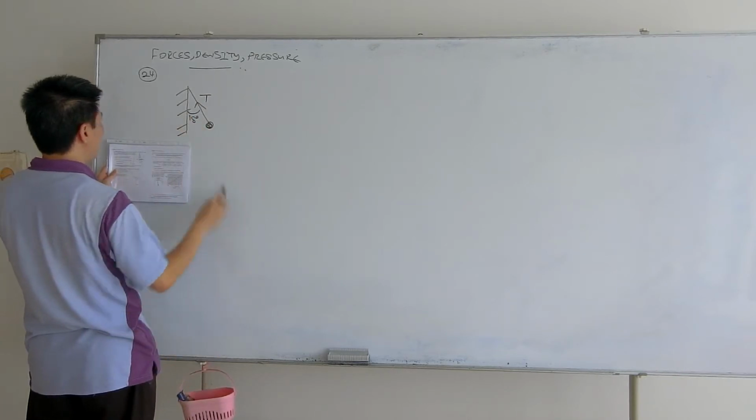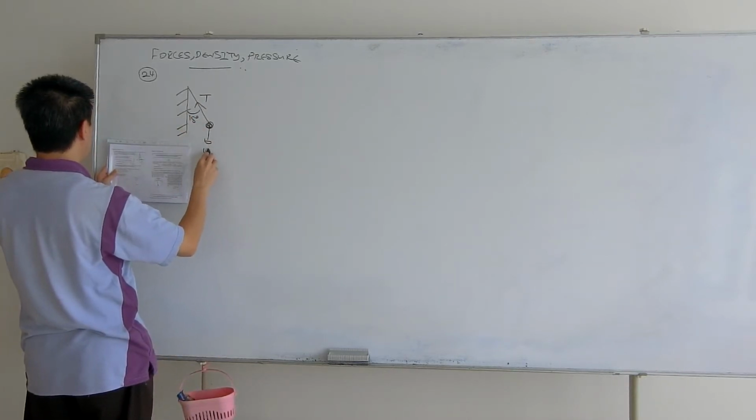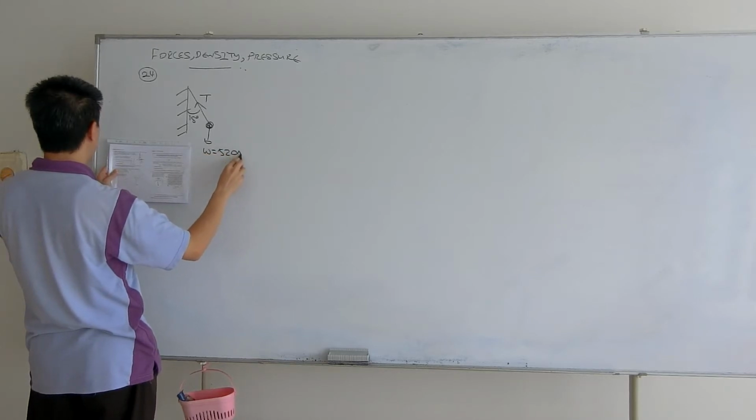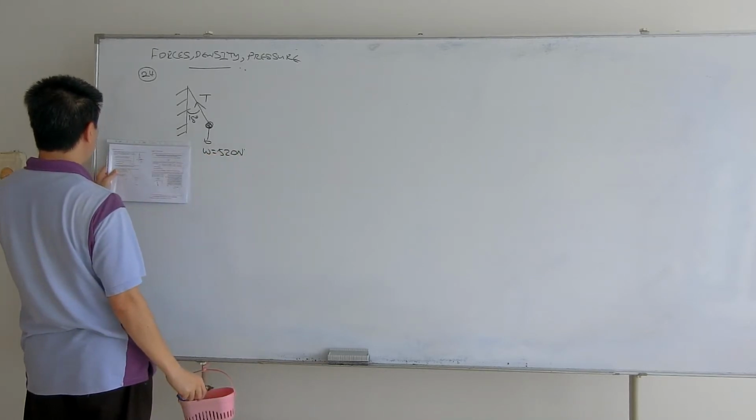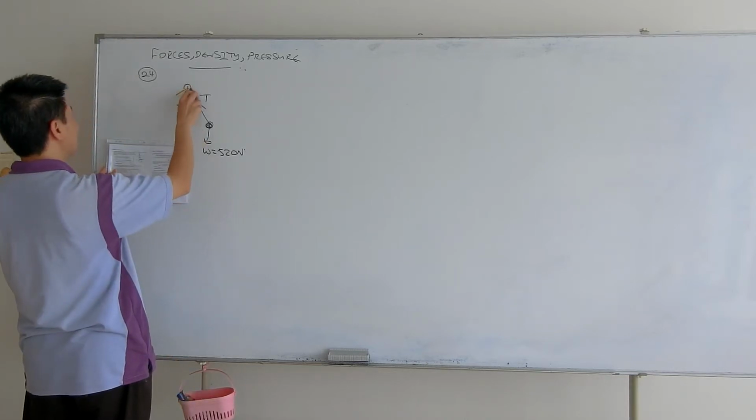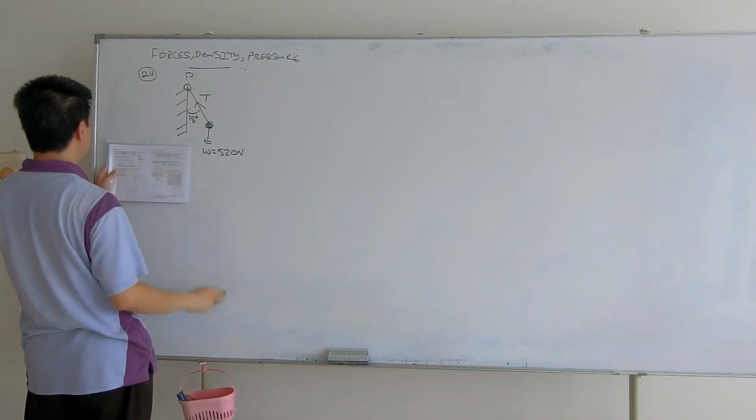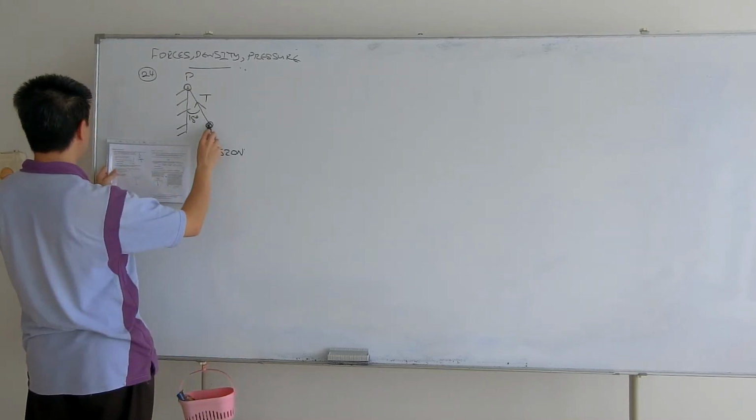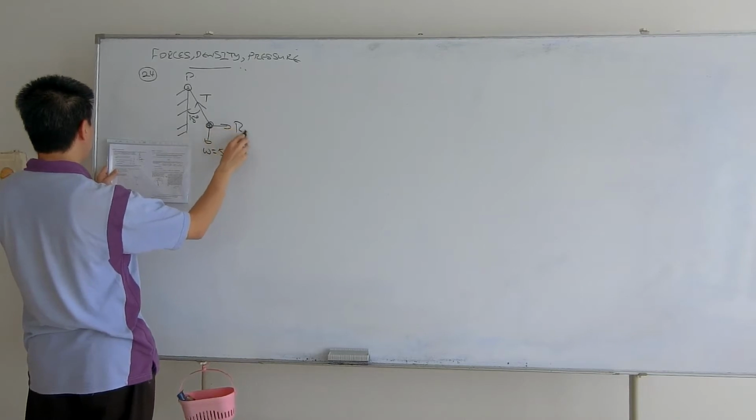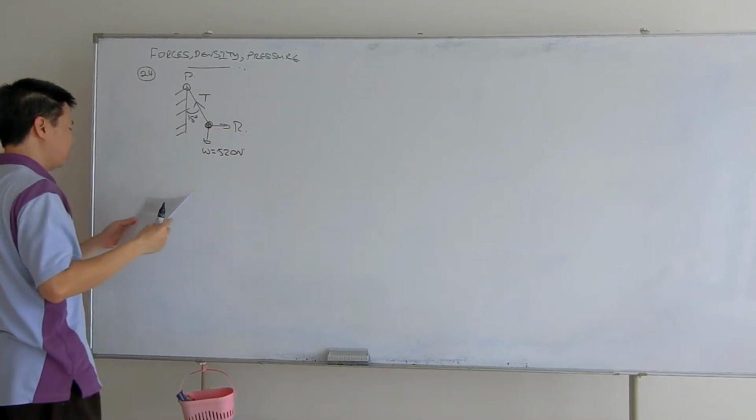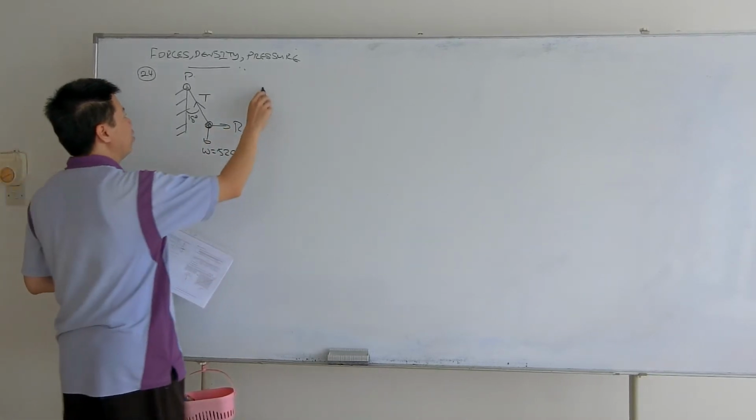The weight of the climber is 520 newtons. The rope of negligible weight is attached to the climber and to a fixed point P. So P is the fixed point where it makes an angle of 18 degrees to the vertical. The reaction force R is at right angles to the wall. The climber is in equilibrium.